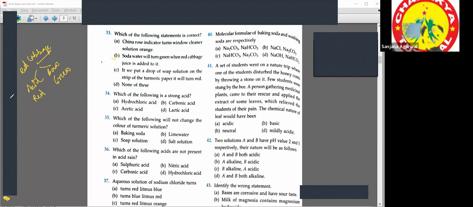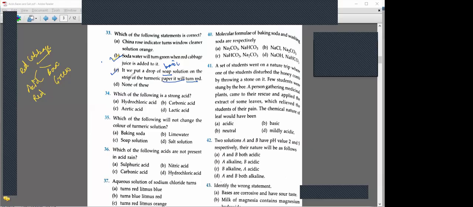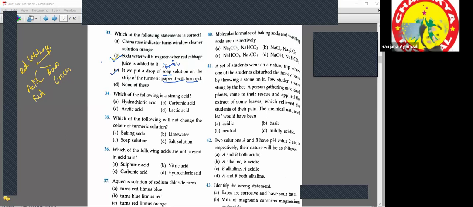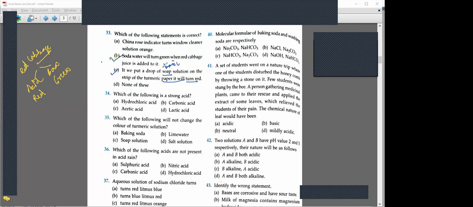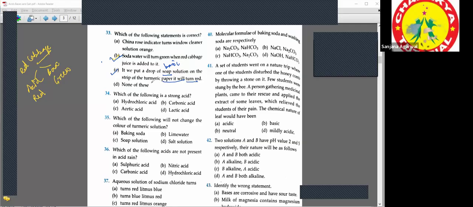See this C part, if we put a drop of soap solution, soap is again basic in nature. And on the strip of turmeric paper, it will turn red. Base effect on turmeric will be red. This also seems clear. Soap solution is an acid, right? Ma'am, soap solution is basic, and when turmeric reacts with base, it definitely turns red. But soda water will not be that strong a base because it is soda, but water is there. So it is not a strong base. So I guess only C will be the correct option.